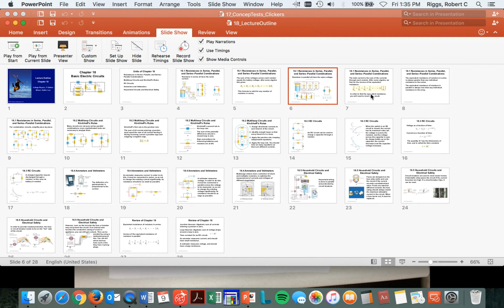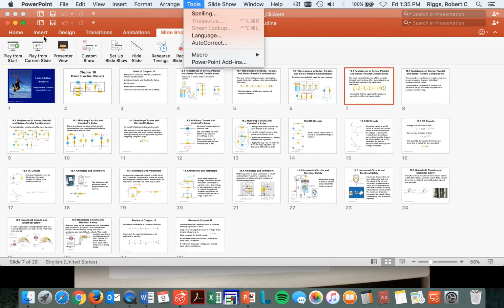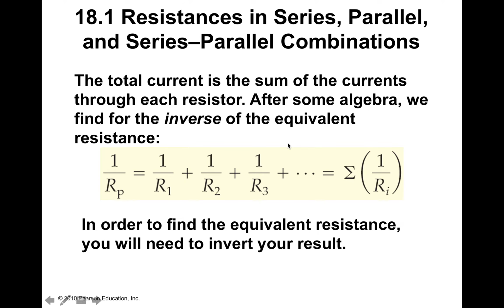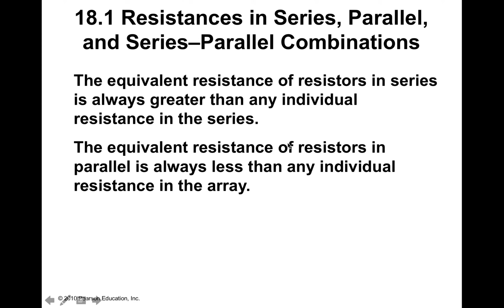Now let's look at it when they're in combination. Since we're already on this part, that's what we just did. Now the equivalent resistance of resistors in series is always greater than any individual resistance in the series. The equivalent resistance of resistors in parallel is always less than any individual resistance in the array.